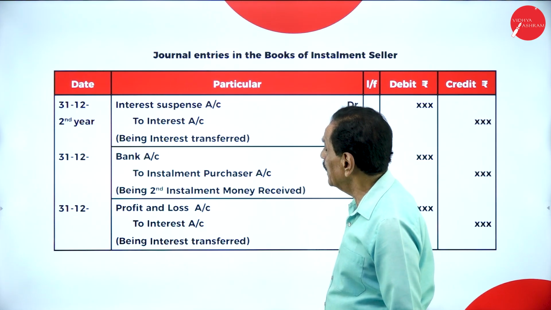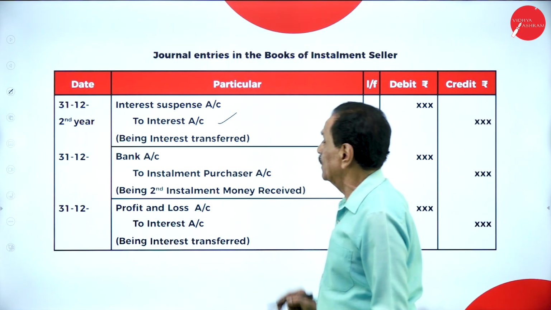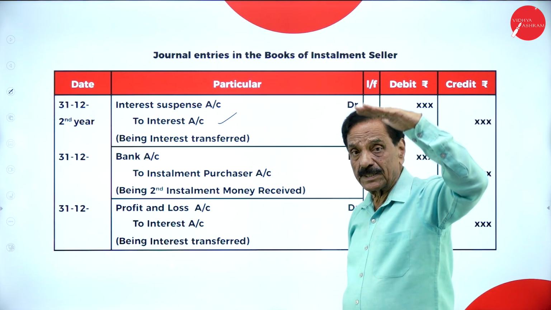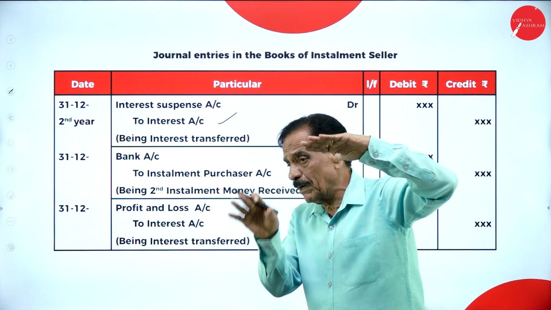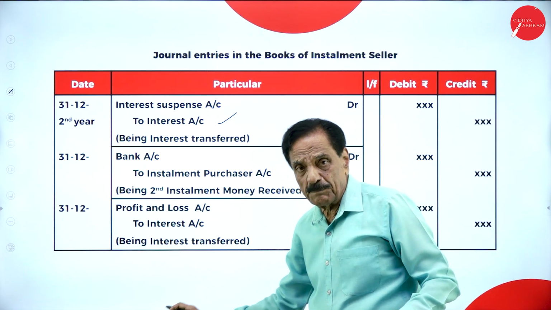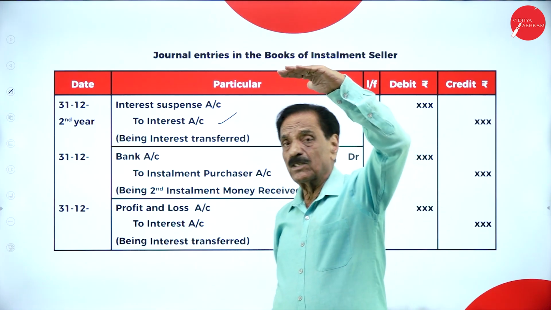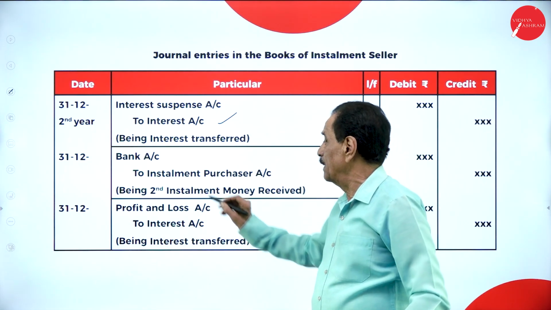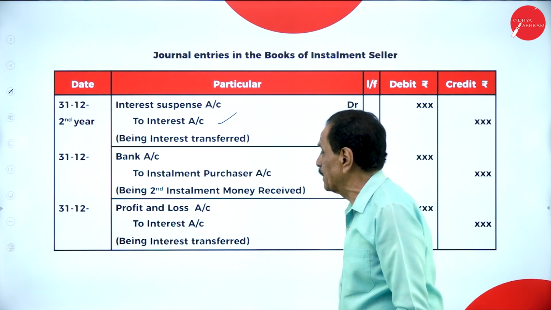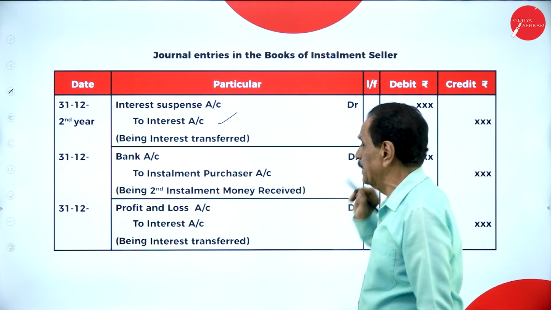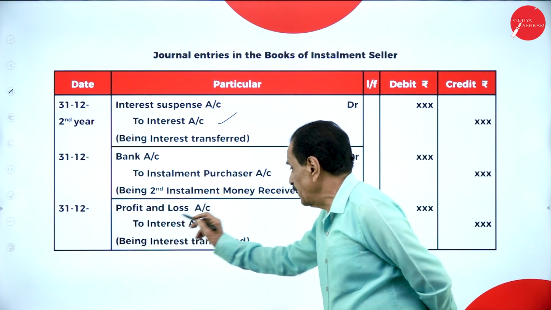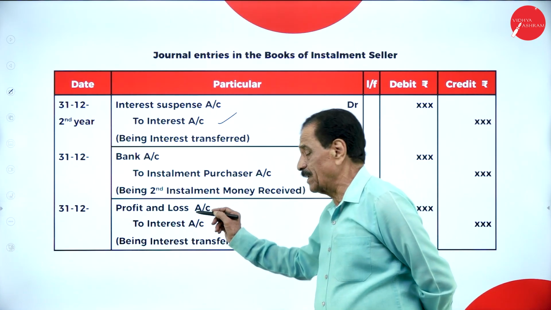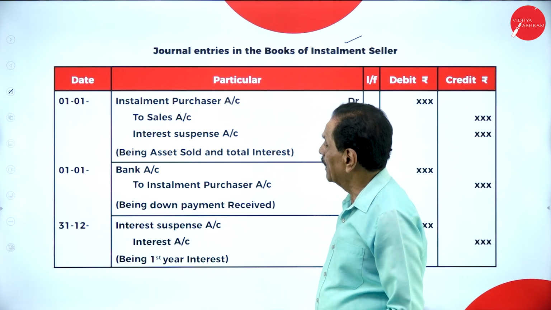Now you go to the second year. Interest suspense account debit to interest account. The secondary interest will be deducted. Total interest is put in the interest suspense account, and as we go year by year, we deduct from the interest suspense account. It should become zero. Total interest: first year, second year, third year it will go. Then bank account debit to installment purchaser account, being second installment money received. Then profit and loss account debit to interest account, being interest transferred to profit and loss account. Hope you understand this.